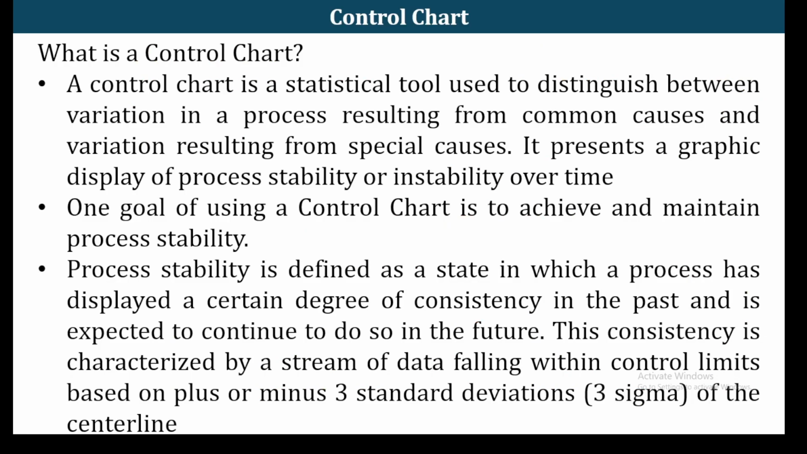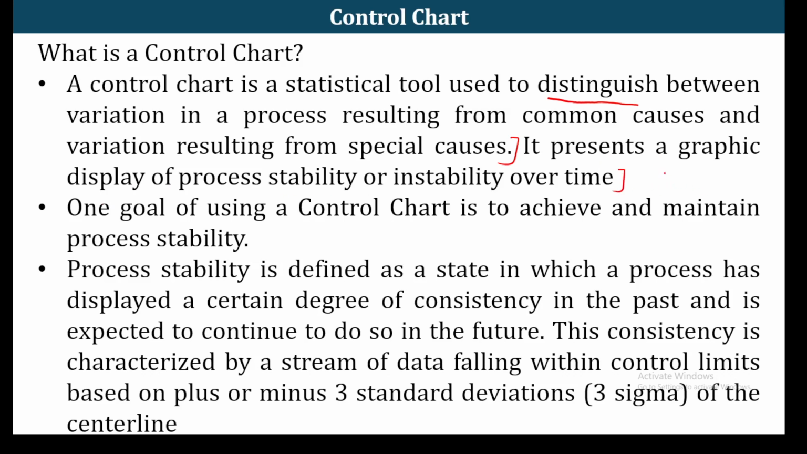Now we will go for the control chart. Anyone have an idea what a control chart actually is? A control chart is a statistical tool usually used to distinguish between variations in a process: variation resulting from common causes and variation resulting from special causes, which may abruptly change the process. It presents a graphic display of process stability or instability over time.